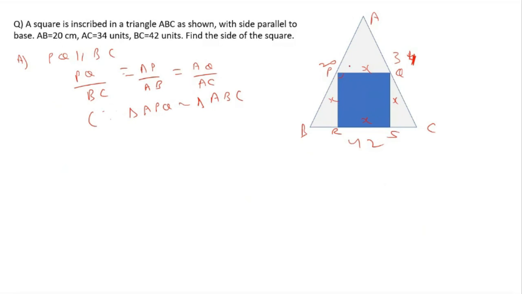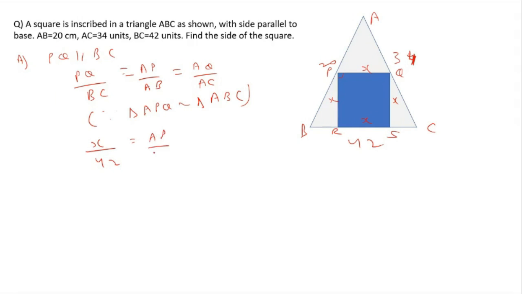Once again, why? Because of parallel lines, and these angles are equal, corresponding angles. So these are similar, and as we had discussed, the side ratios will be the same. Now think about what this will give me. PQ by BC, x by 42. So at least I have one equation where there is an x. But AB I know is 20, AP I don't know, AQ I don't know, AC I know is 34. So it won't give me anything, right?